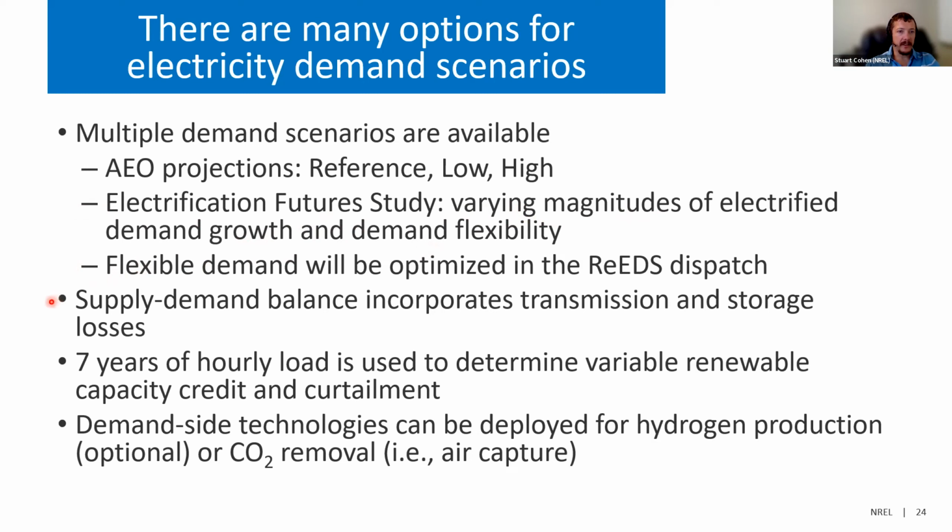Just other things to mention on the load side, we're accounting for losses on the transmission system and round trip efficiency losses in storage systems. I also talked about the 7 years of hourly load data. And the demand side technologies have come up as well. If you build these things, their effect on electricity demand also gets accounted for in the model.